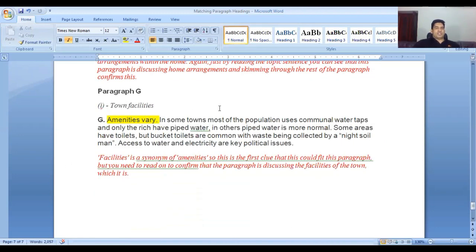Now paragraph G, town facilities. Number one, amenities vary. So amenities are the facilities and vary, it has variety in that. So town facilities might be the answer. Why so? Facilities is a synonym of amenities, so this is the first clue that it could fit this paragraph. But you need to read on to confirm that the paragraph is discussing the facilities of the town, which it is. So this was actually today's lecture.